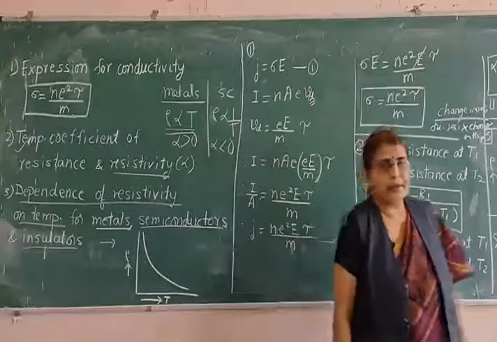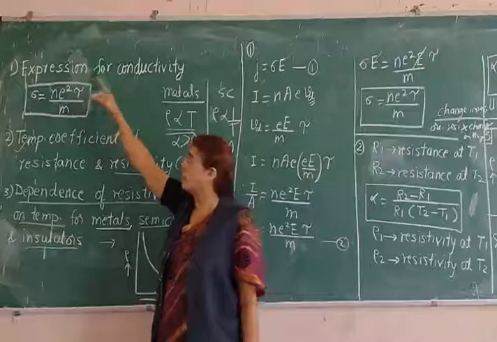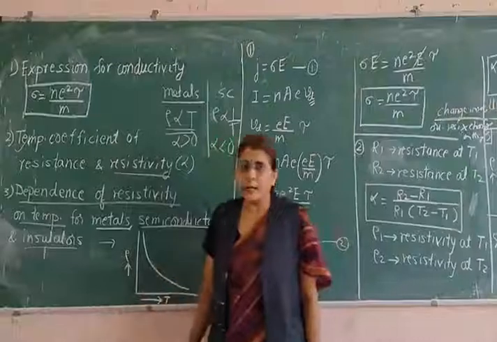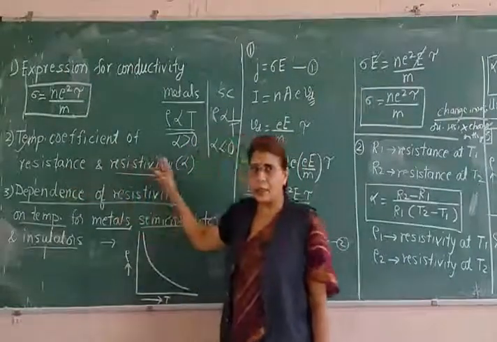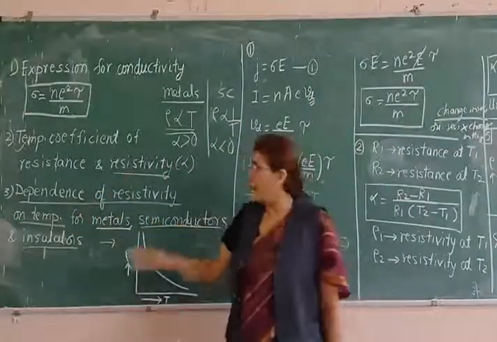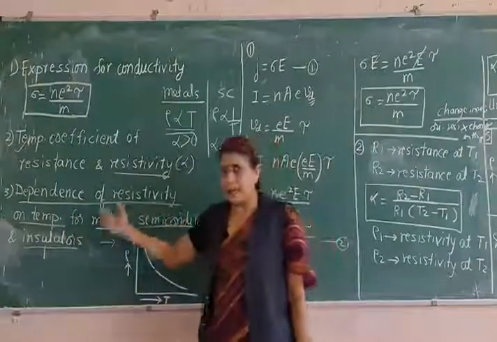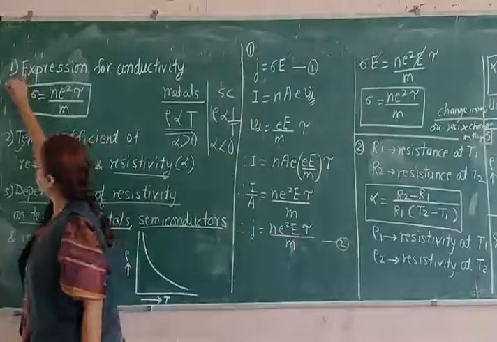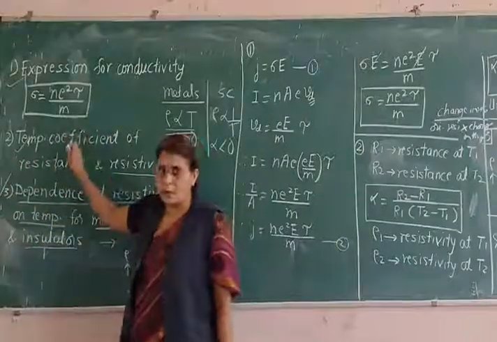So what are the 3 points we have covered today? First, we have derived a very important relation, an expression for conductivity. Second, we have defined two constants, temperature coefficient of resistance and temperature coefficient of resistivity. Third, we have found out graphically how resistivity depends on temperature for metals, semiconductors and insulators. Out of these 3 points, 1 and 3 are very important from an exam point of view. And this you can use for solving problems.